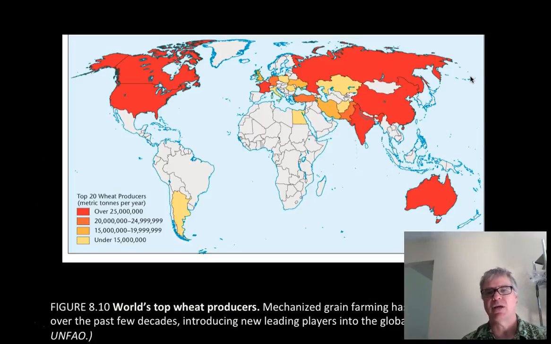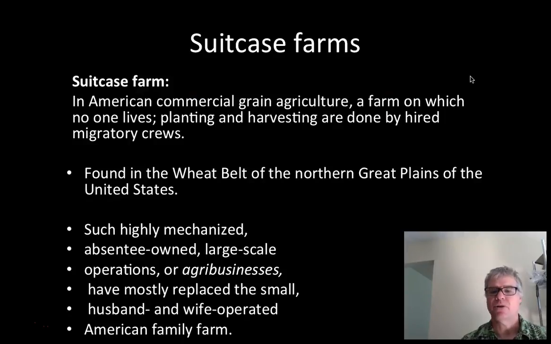And this is just a map showing the large wheat producers in the world. Another concept that's important to know is the one called suitcase farms. This is how most grain farms actually operate in the United States.